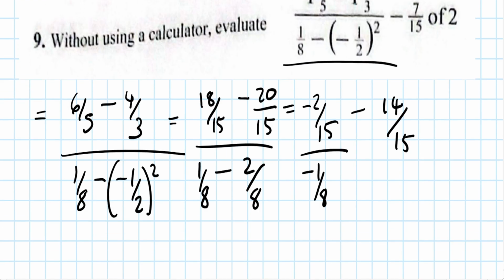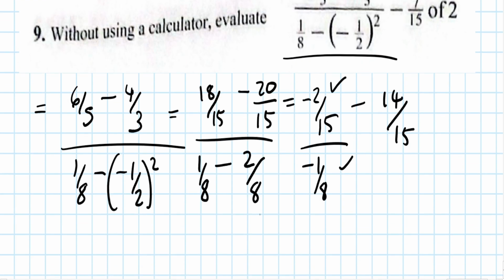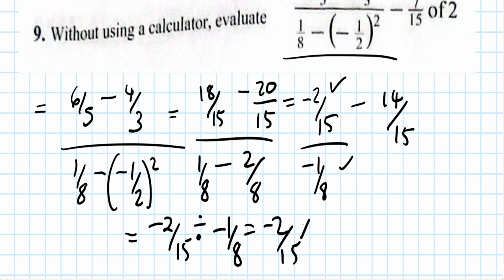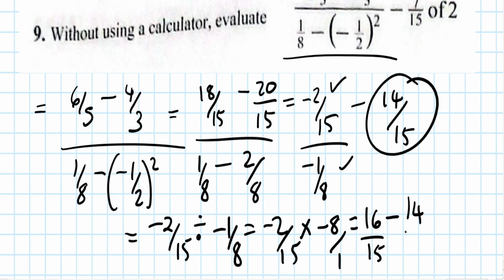Okay. Now, what do you get from here and here once you divide it? So minus 2 over 15 divided by minus 1 over 8 is supposed to be minus 2 over 15 times minus 8 over 1, which is positive 16 over 15. Now, if you subtract it with this now, minus 14 over 15, your final answer is going to be 2 over 15, and that is the answer.